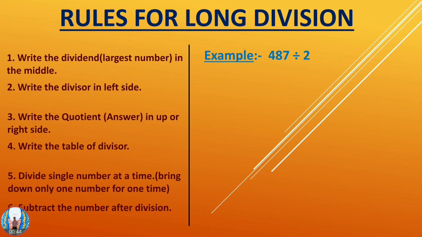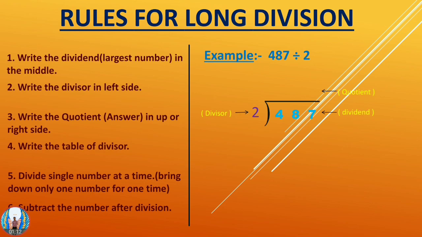487 divided by 2. Here the largest number is 487, which is the dividend. So we will keep the division in the middle. Then the second point, write the divisor on the left side. The divisor is 2, so we will write the divisor on the left side. Third, write the quotient or answer on the up or right side. Here we have space on the up side, so we will write the quotient or answer on the up side.